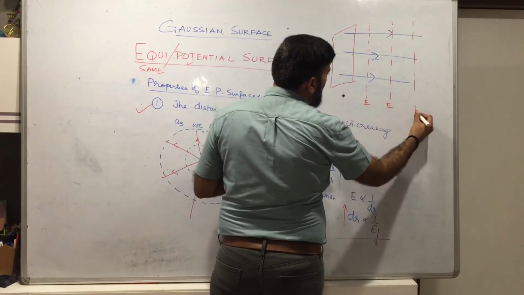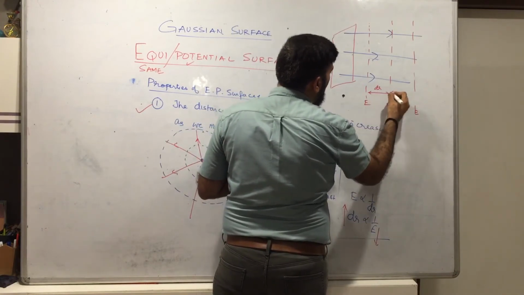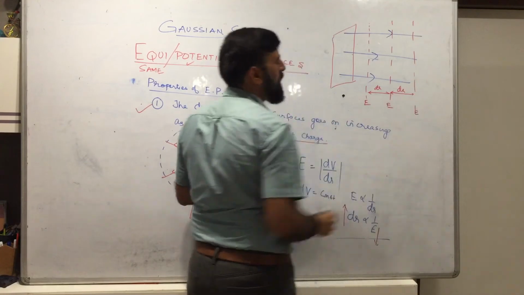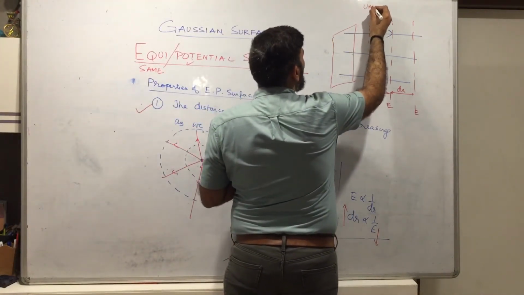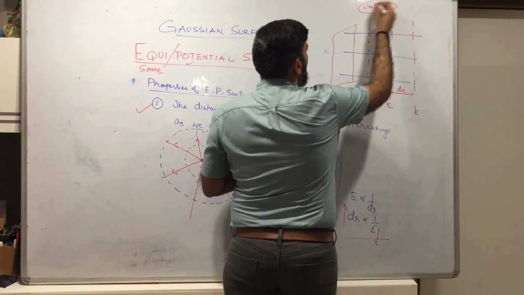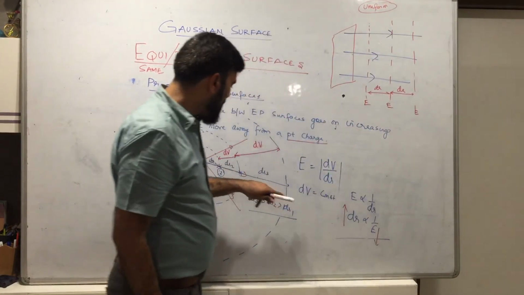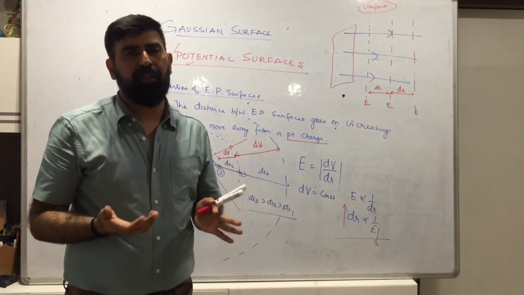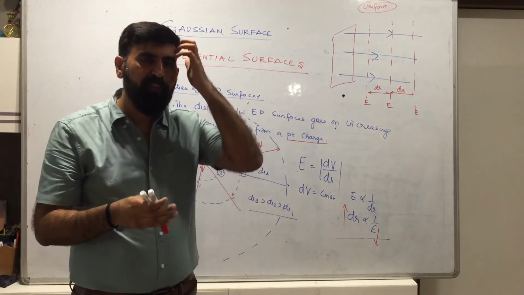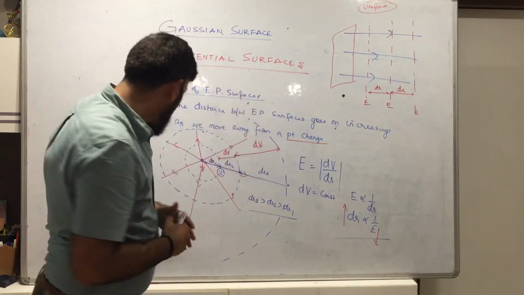So dr remains constant. If you have a uniform field, the spacing remains constant. But if you have a non-uniform field, the spacing goes on increasing. Right? So that is the first property of equipotential surfaces. Fine.